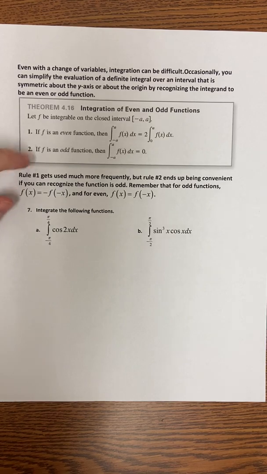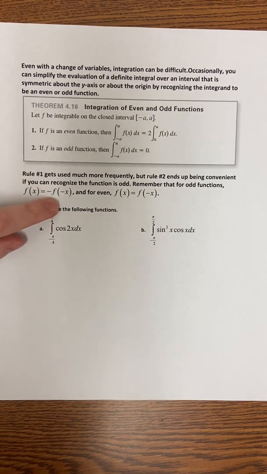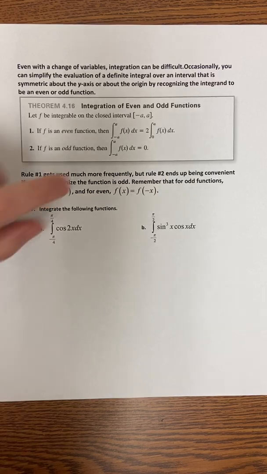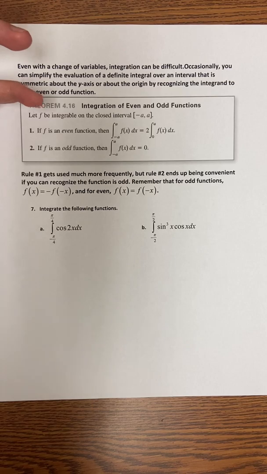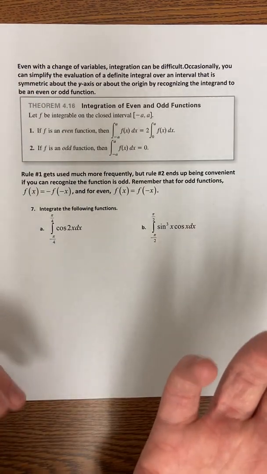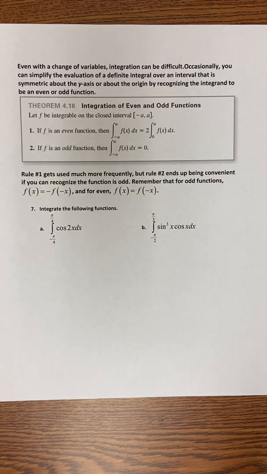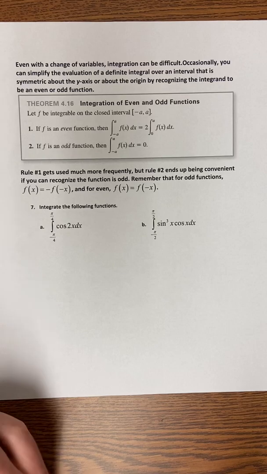Now, odd functions, the area on the right side of the y-axis is always the opposite of the area on the left side of the y-axis, which means that if you have an integral from negative a to a of an odd function, there's an equal amount of area above the x-axis and an equal amount below it, and those two areas will offset, producing an integral of 0.